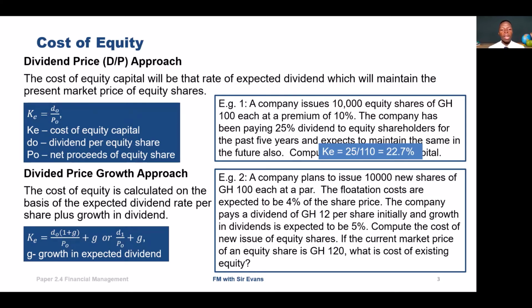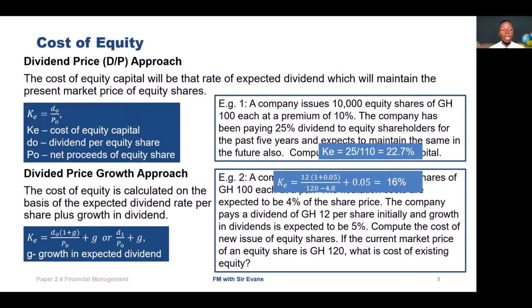So we've learned that we need our D0, and then we need our growth rate. So in the question, it says the company pays a dividend of 12 cedi per share initially, and the growth is expected to be 5%. So we'll be having 12, then bracket open 1 plus 0.05, where 0.05 is the G, the growth rate.